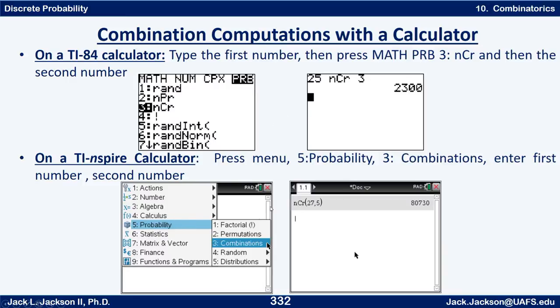On the Inspire, like the permutations, very similar. Go to the home screen there on the calculator screen. Press Menu, choose number 5, Probability, choose number 3, which is Combinations. It'll come up with nCr, open parentheses. You plug in, say, 27, 5, close parentheses, and enter. This is 27 choose 5, is the way we would say that.